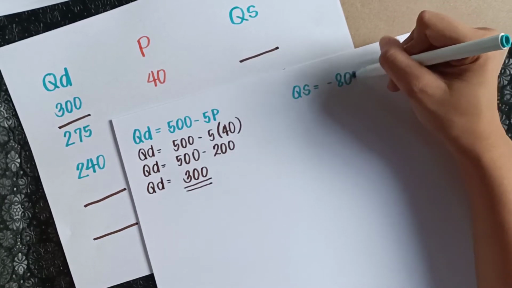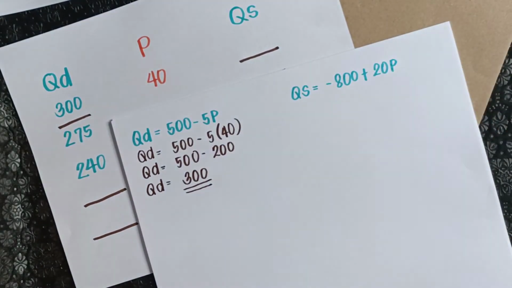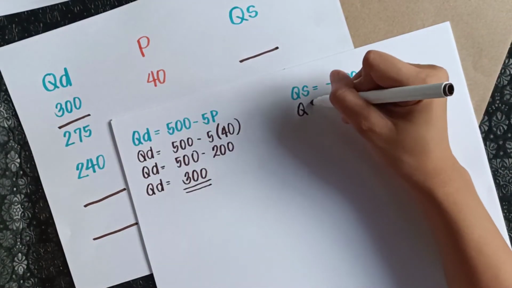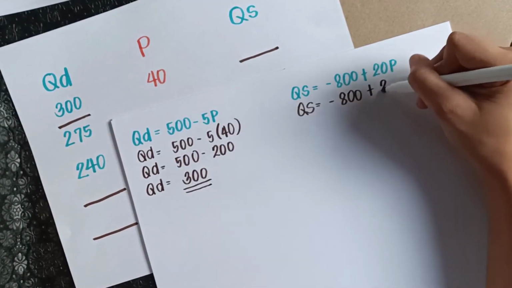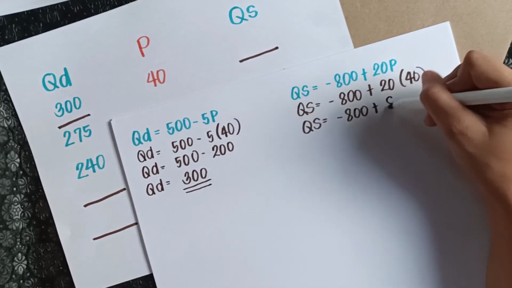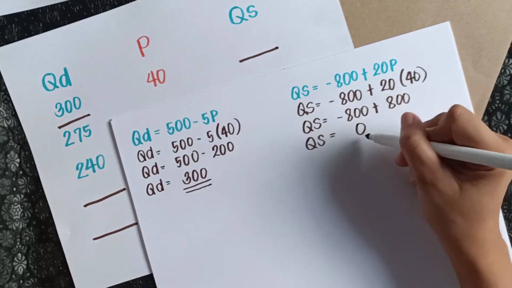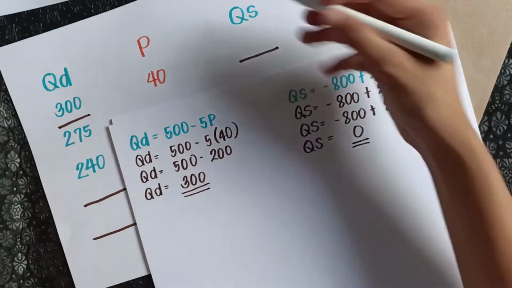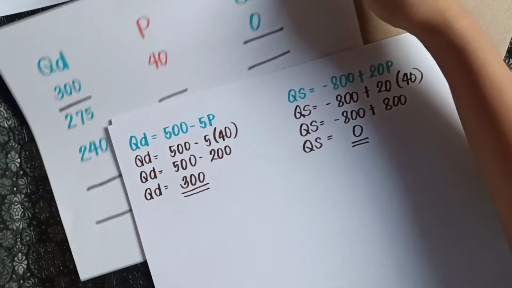We now go to our quantity supplied at the price of 40. So again, substitute negative 800 plus 20 times 40. So QS is equal to negative 800 plus 800. So QS is equal to 0.